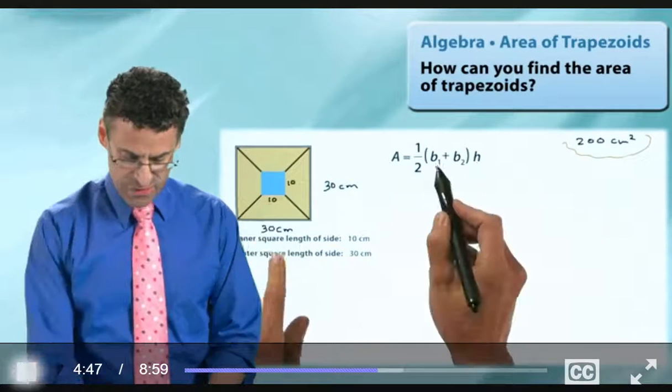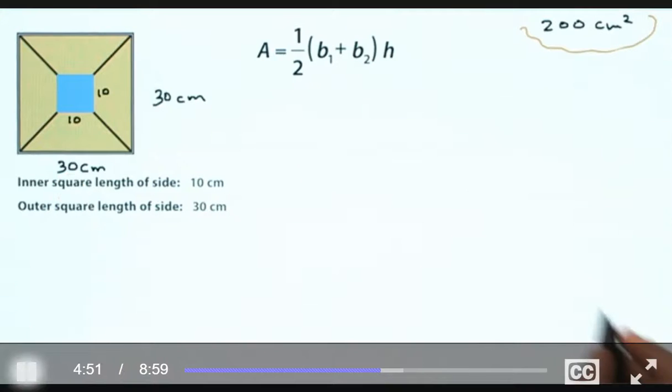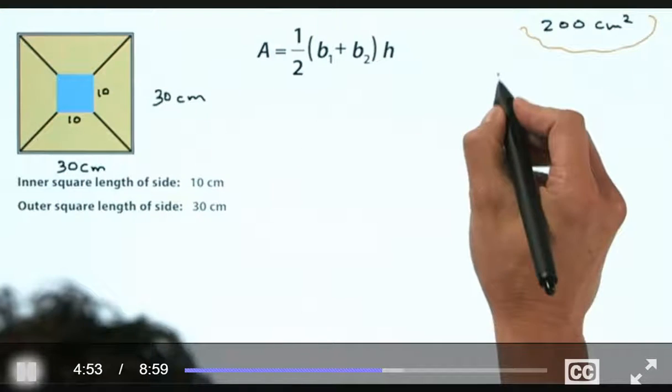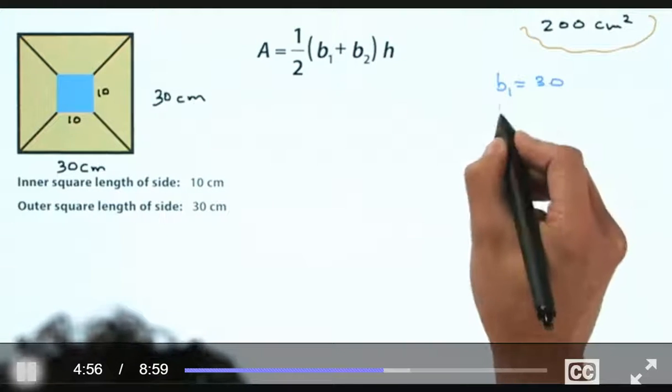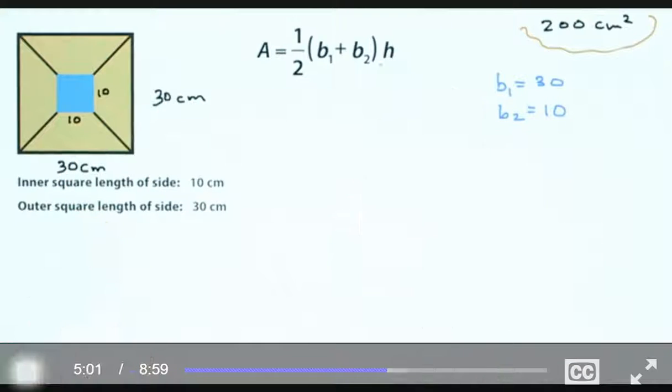Well, this is easy. We know that B1 is going to be 30, so I'm going to write that down right now. So we have B1 is equal to 30, and B2 is the top part. That's going to equal 10. And now what about the height?